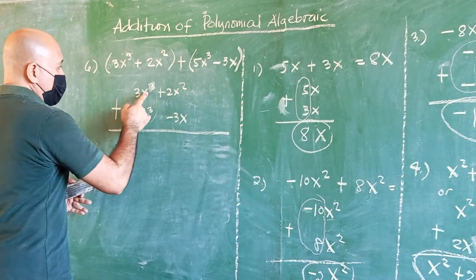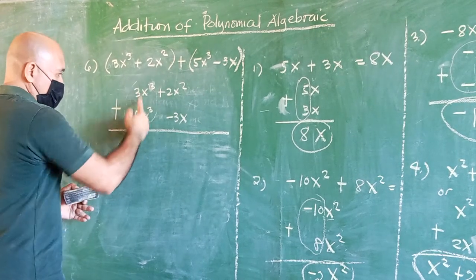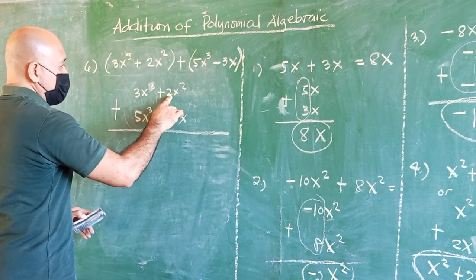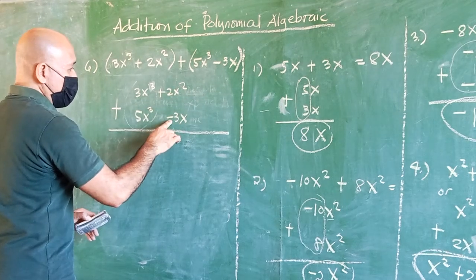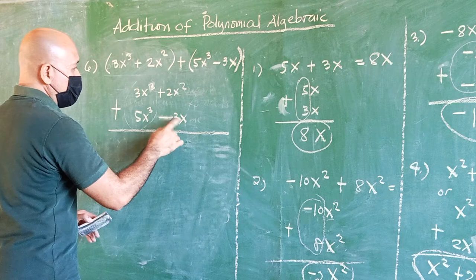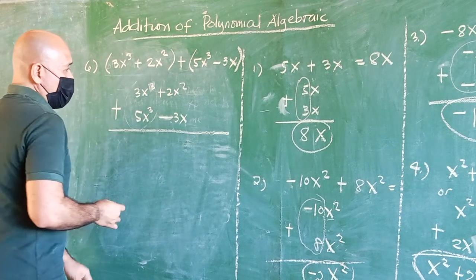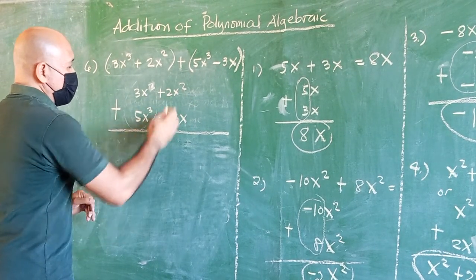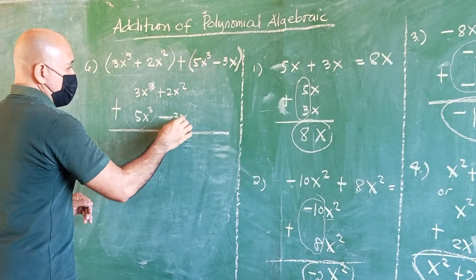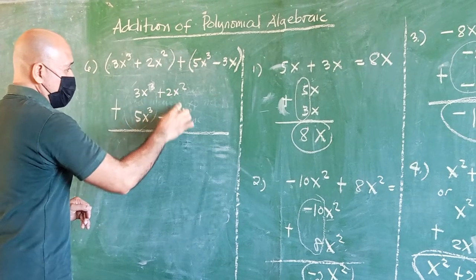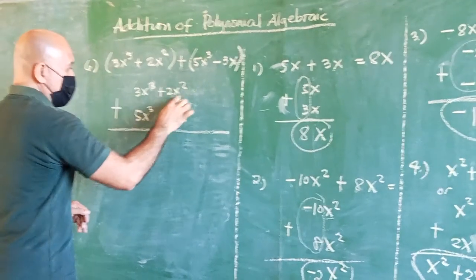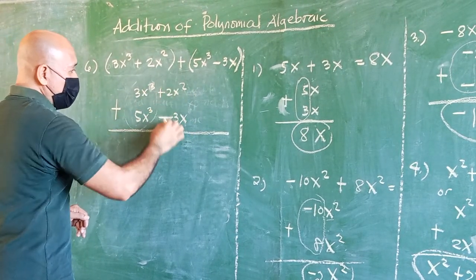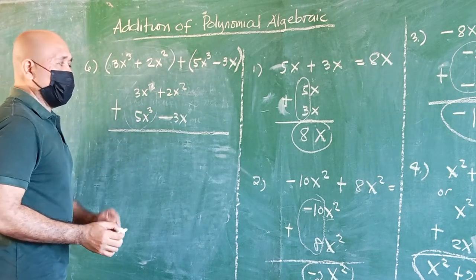As you can see, they have the same variables and exponents, so therefore these two are similar terms. And proceed to the second terms. The first is 2x squared and the second line is negative, or shall we say minus 3x, considered as negative technically. If you compare these two given polynomials or algebraic expressions, their exponents are not the same, even if their variables are the same. So therefore, 2x squared and 3x are not similar, so you cannot add or combine them. You cannot combine these two into a single algebraic expression.